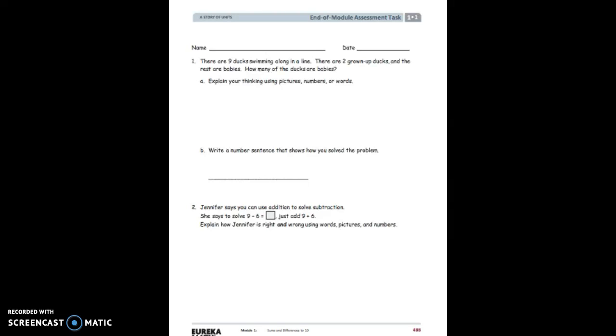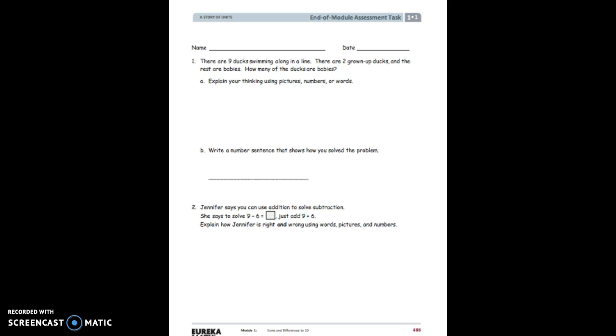Hello boys and girls, this is the end of module test. So if you can please make sure you have a pencil with you and an eraser if you need one. I'm going to read the test questions to you and you are going to do your best to answer them. Here we go. Number 1.